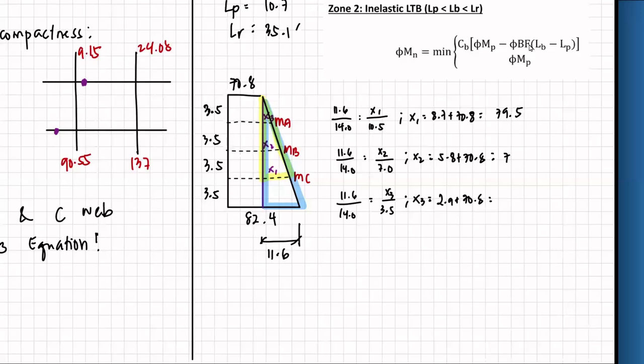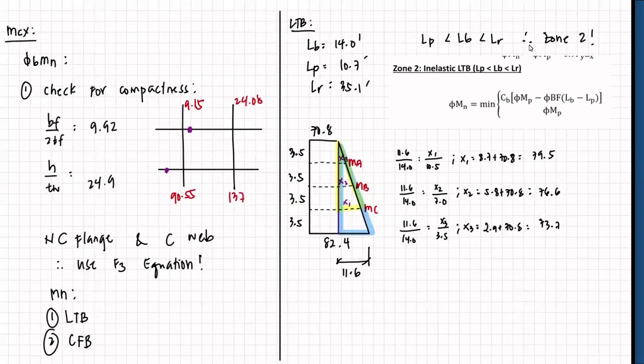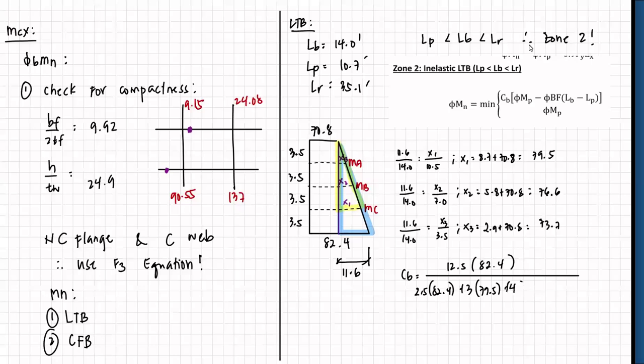This is 76.6. Then we have 2.9, 73.7. So calculating Cb, the maximum natin is 82.4. So 12.5, 82.4, lower, so 2.5, 82.4 plus 3, 79.5 plus 4, the middle, plus 3, 73.7.